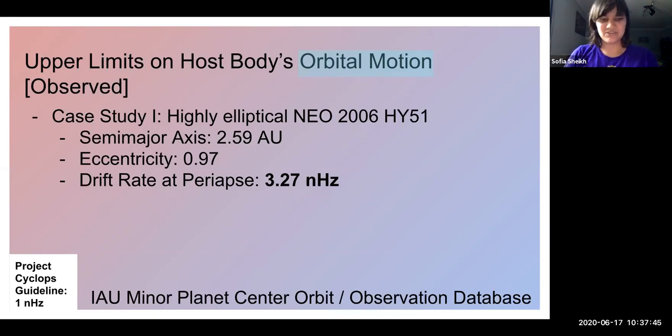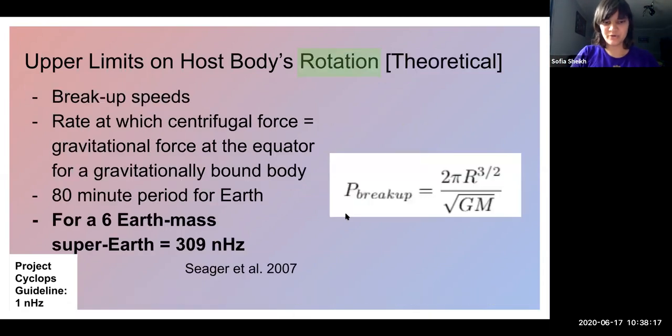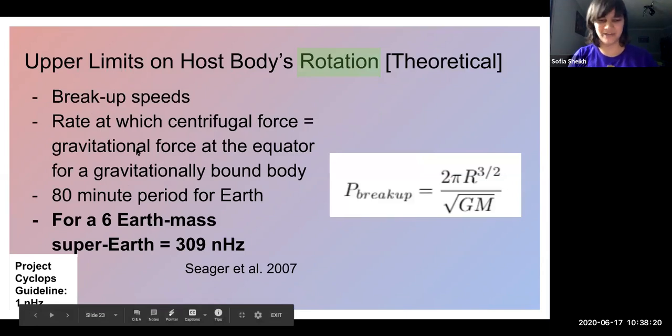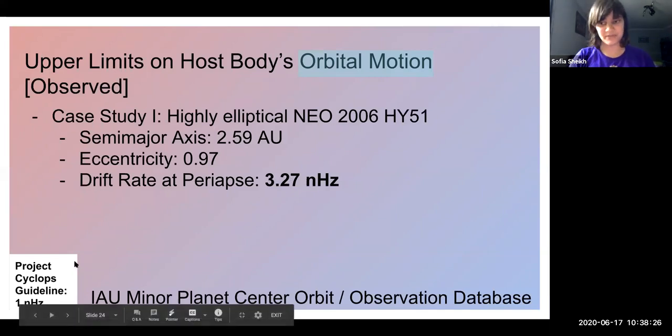So then I went into the Minor Planet Center Orbit and Observation Database for things in our solar system. And in our solar system, there's this near-Earth asteroid, 2006 HY51, with a semi-major axis of 2.59 AU, but a crazy high eccentricity, 0.97. And when it's at periapsis, when it's closest to the sun, you would be able to get a drift rate of about 3 nanohertz from a transmitter on its surface. So compared to the giant ball of metal spinning as fast as it can, 3 nanohertz isn't a ton, but again, note that it's higher than what the previous guideline was.